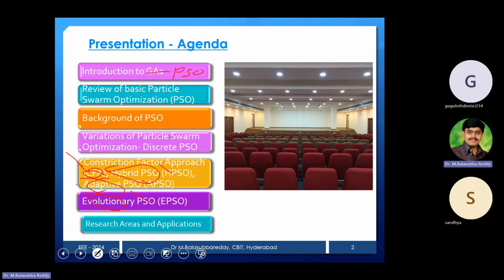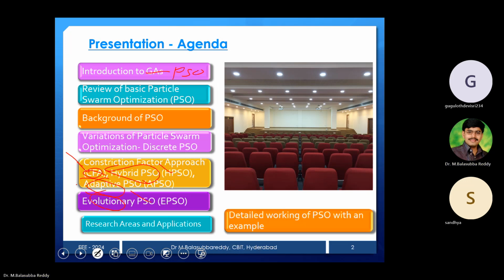All these things we'll discuss. And what are the research areas and applications? This is a brief about what types of applications have used this PSO algorithm. That is more or less literature. You can identify huge applications in real-world problems where they have used this PSO.